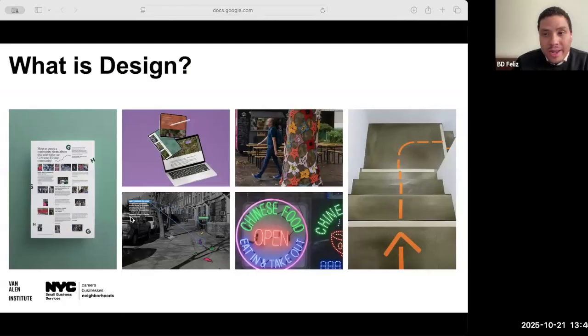Okay, so what is design? A quick search will tell you that design is the intentional, I'll read it. Design is the intentional shaping of experiences, systems, and messages to make something better for people. Now, depending on who you ask, the definition will vary. But for our purposes, our purpose is to push communities forward.